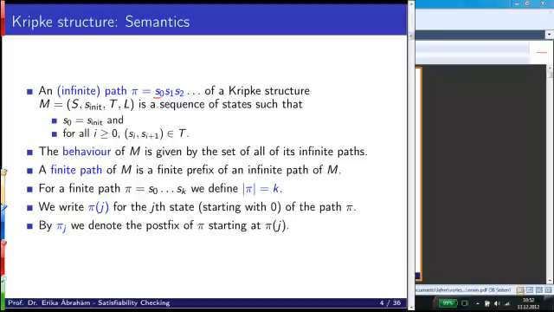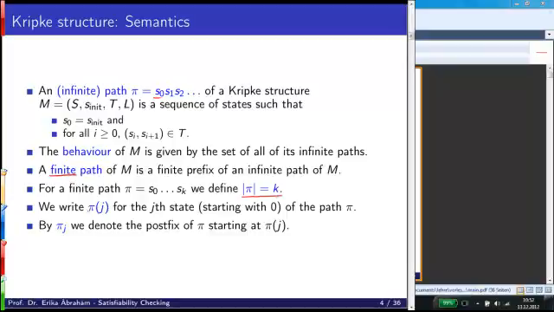Basically the semantics talks about infinite paths. We can also take finite paths by just taking a finite prefix of an infinite path. And if we have a finite path, then we can also define its length by the number of states in it minus 1. So the number of transitions along the finite path.